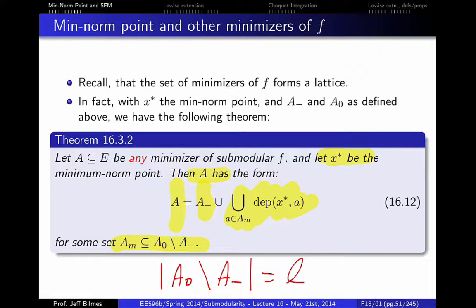But it's not saying that all of these minimizers are distinct. It's saying that in the richest case, if A naught is bigger than A minus by L, then there's going to be 2 to the L possible minimizers. Yep. Question?